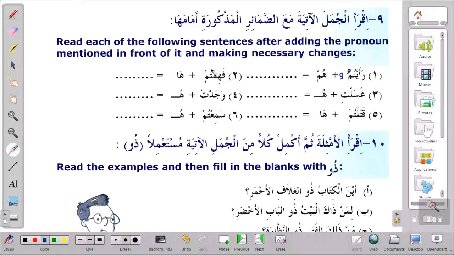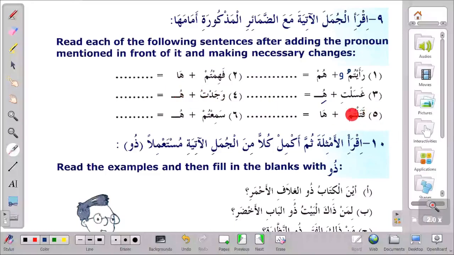And the second one, fahimtumuha. You see. And the third one, ghasal. This was the first rule that we learned. You can see that it is ending with kesra. So because it is kesra, you can't leave this. You have to change here to kesra. So ghasaltihi. You see. Then here, wajadtu. So you see, wajadtuhu. This one has no exception.